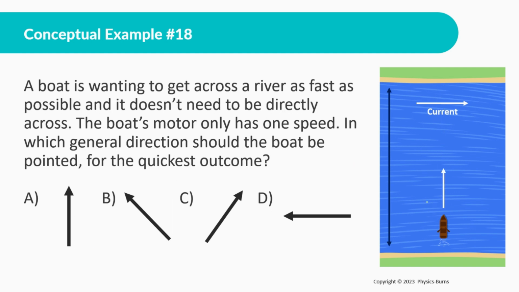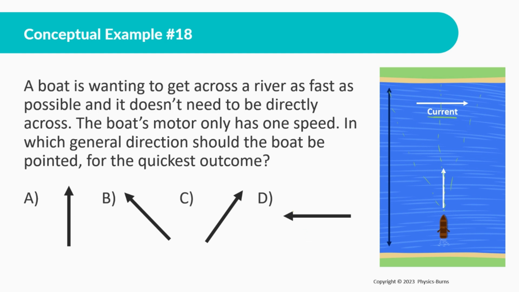Okay, next question. A boat is wanting to get across a river as fast as possible, and it doesn't need to be directly across. The boat's motor only has one speed. In which general direction should the boat be pointed for the quickest outcome? Okay, so we can see the current is getting pushed this way. So we're wondering, okay, if we want to get to the other side, it doesn't need to be directly across. It could go this way, it could go this way. Which way would be fastest?